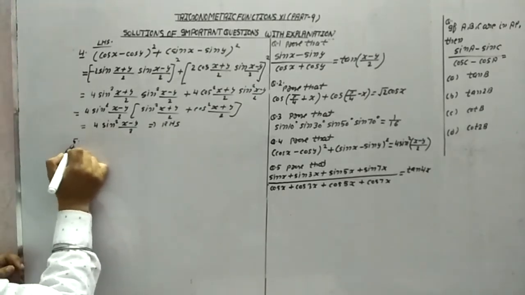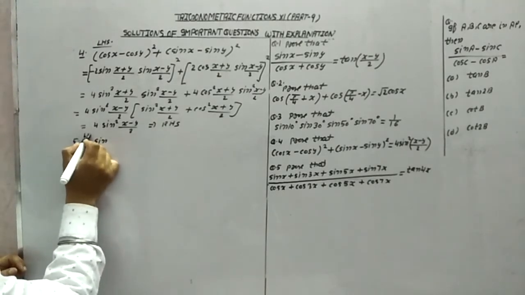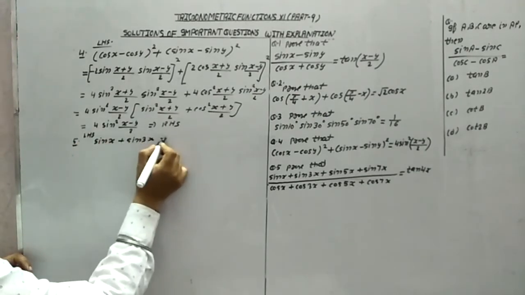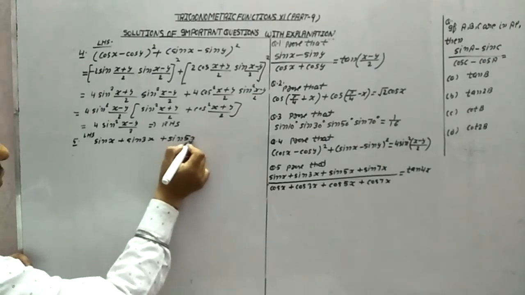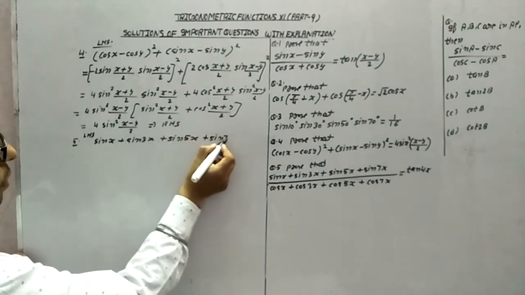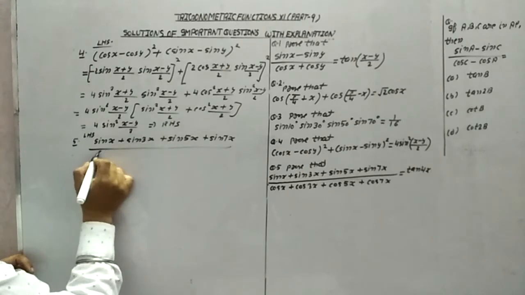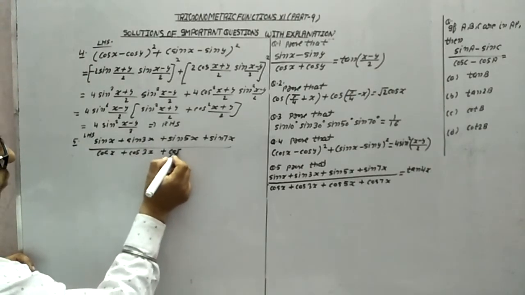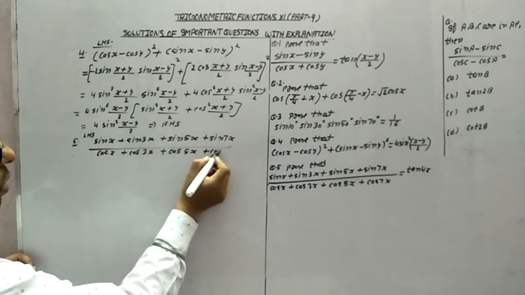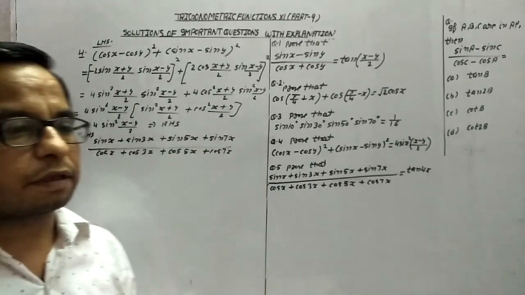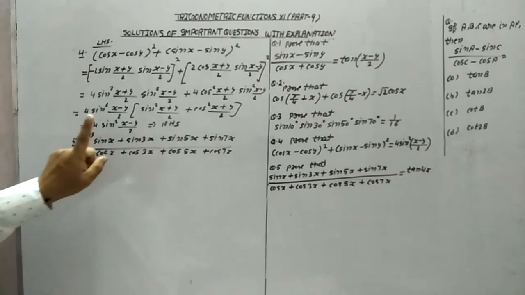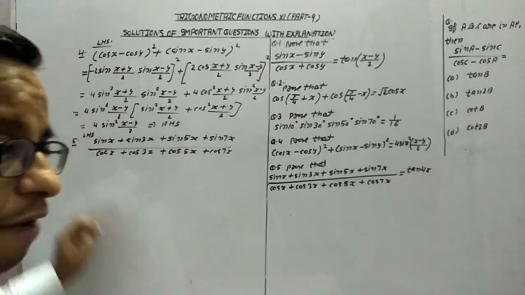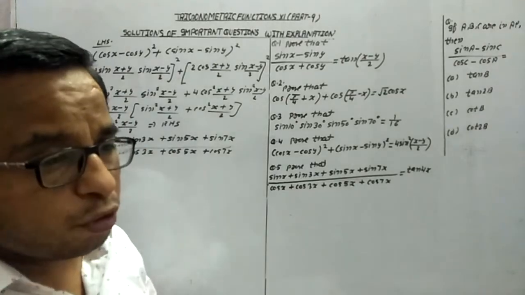Now for the solution of question number 5, first of all we will take the left hand side. We have sin x plus sin 3x plus sin 5x plus sin 7x, and in the denominator we have cos x plus cos 3x plus cos 5x plus cos 7x. Now we have to prove tan 4x. We have to apply the identity of sin c plus sin d anyhow.